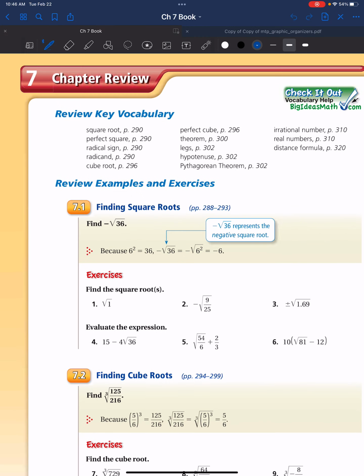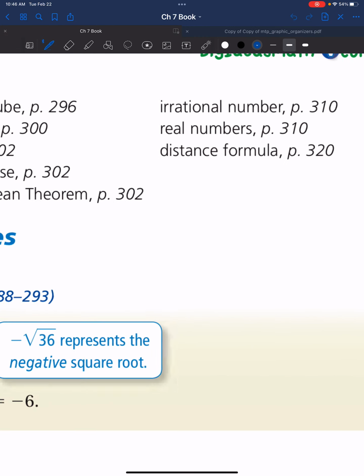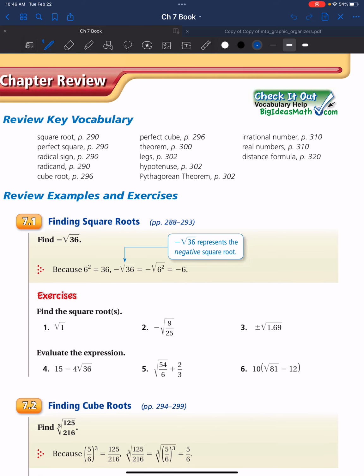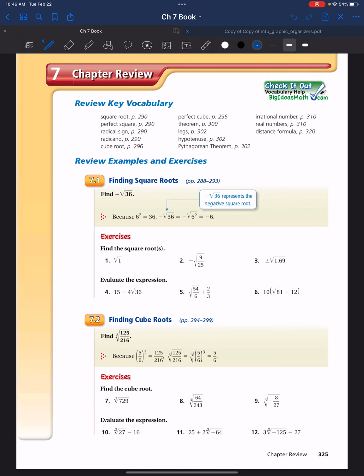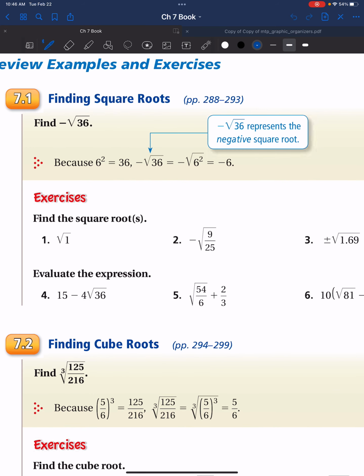Okay. Then we talked about the distance formula. The distance formula is what we use to find the distance between 2 points on a coordinate plane if you're not able to just count them. Okay? Okay. All right, let's start this review. 7.1, finding square roots. I'm right here in the book.